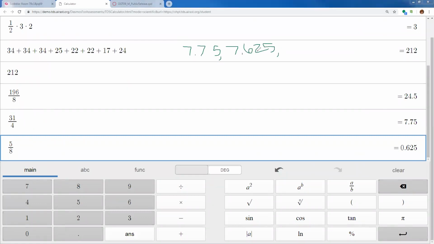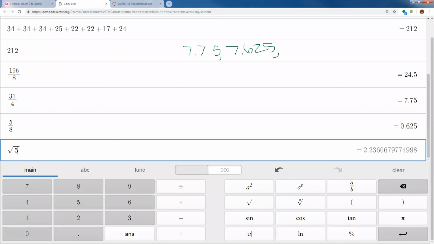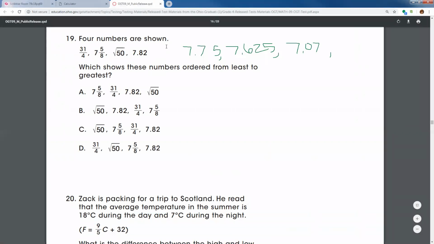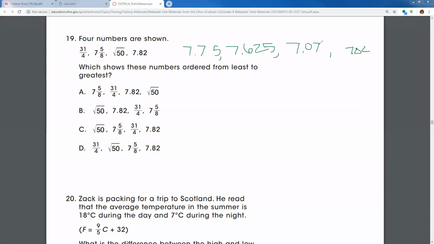And then square root of 50 is the check mark button and the 50. 7.07, we don't need to write the entire thing down. We just need to be able to compare it. And so the last one was 7.82, already a decimal. So the square root of 50 is first. That's number 1, so B or C. And then next is 7.625, which is the 7 and 5/8. So yes, you were correct. Good.